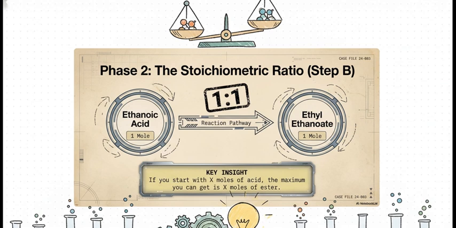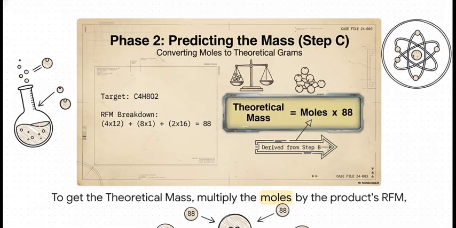For every 1 mole of acid we put in, we should expect to get a maximum of 1 mole of ester out. It's a straight swap. And finally, step three, we predict the product's mass. We take that number of moles we expect to get and we just turn it back into a mass in grams. We do this by multiplying the moles by the product's RFM. For our target, ethyl ethanoate, that RFM is 88.